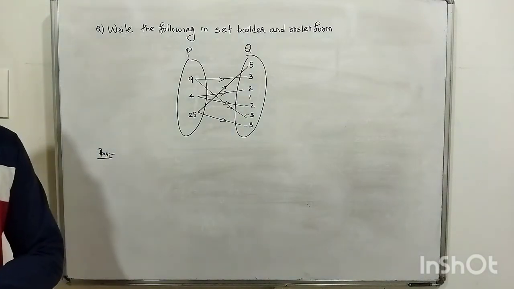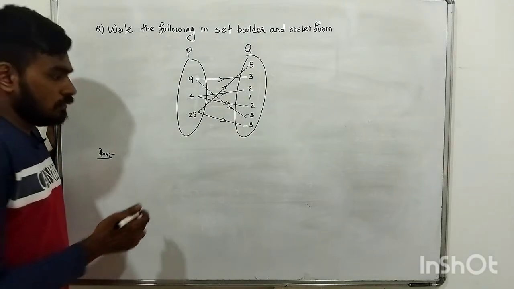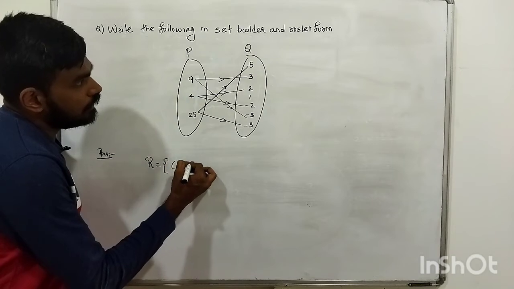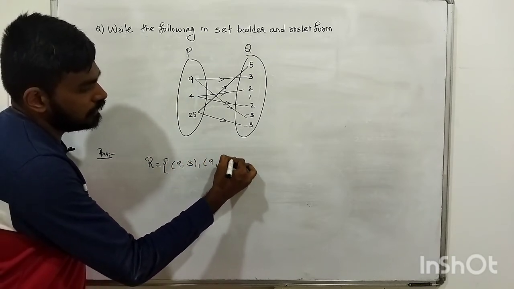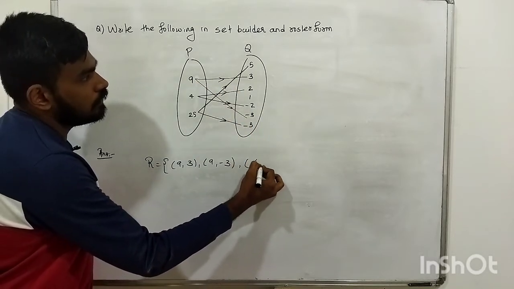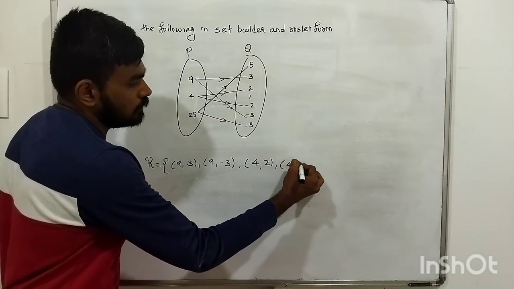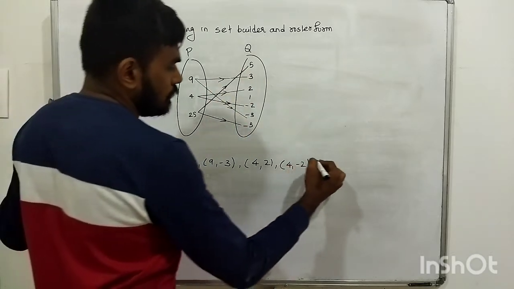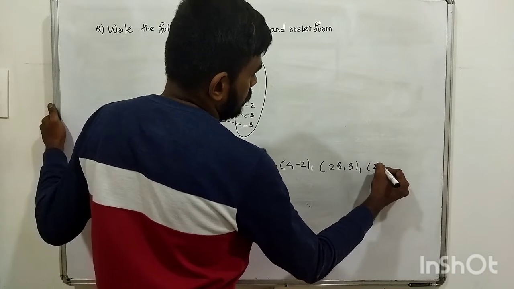Write the following set in set builder and roster form. So in roster form, easily we can write 9 comma 3, 9 comma minus 3. 9 is related to 3 and minus 3. Then 4 comma 2 and 4 comma minus 2. So 4 is related to 2 and minus 2. Last, 25 comma 5 and 25 comma minus 5.